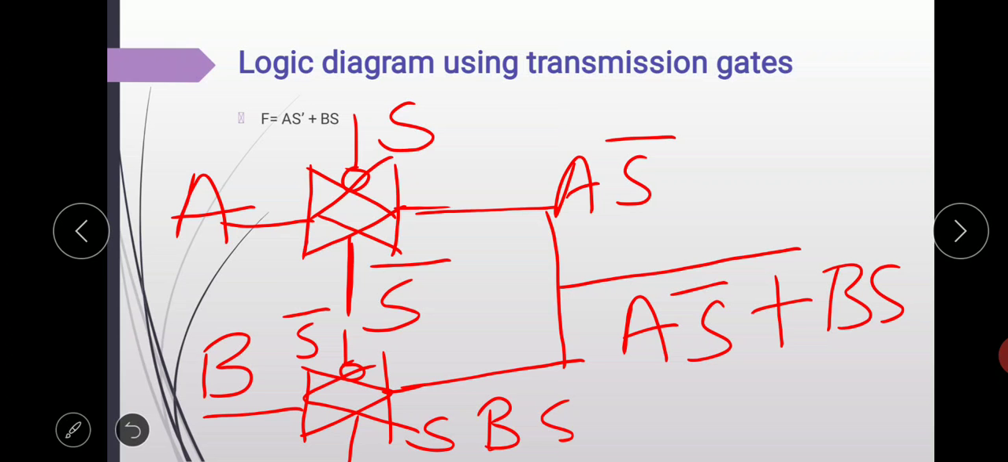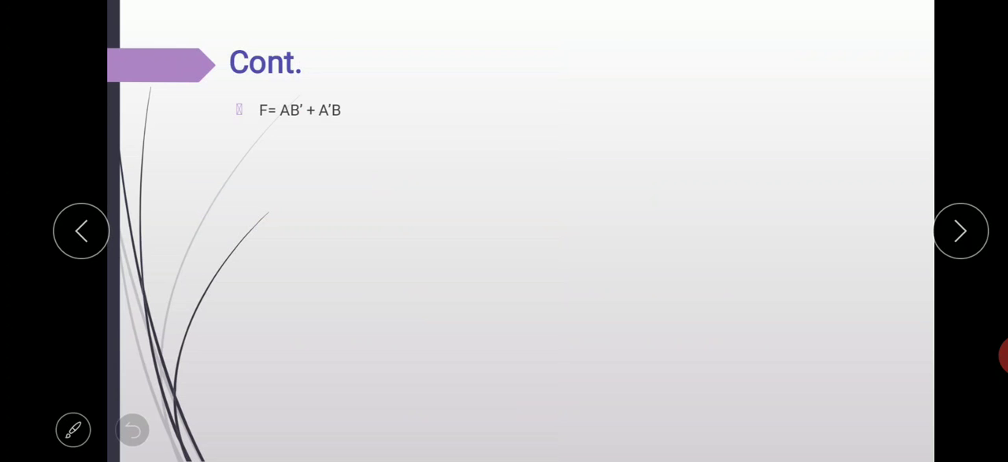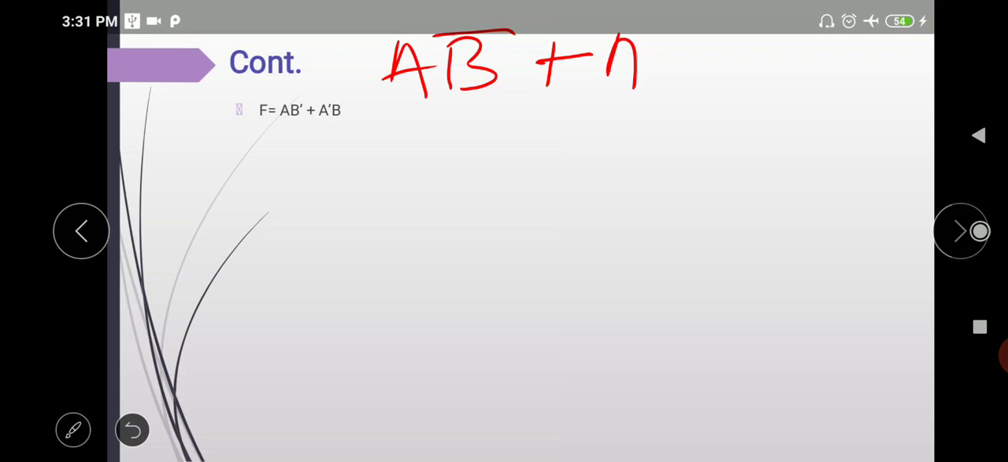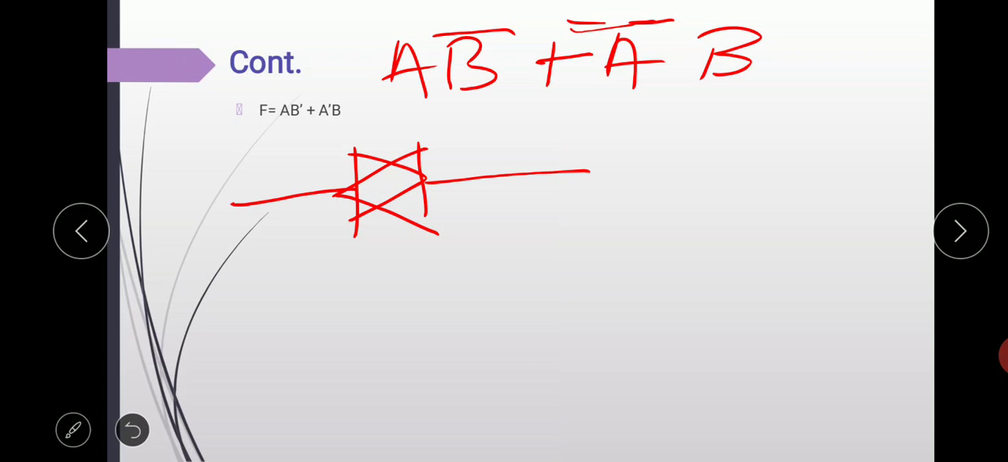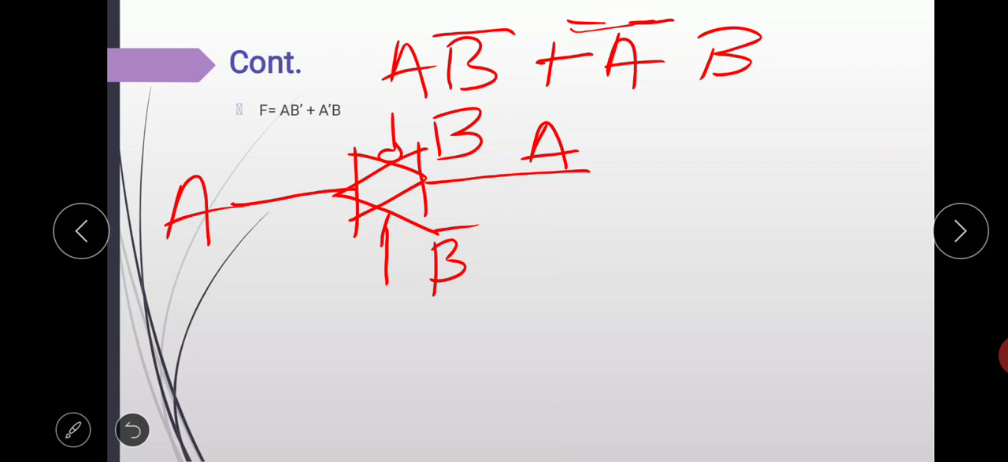Let's do another example. This one, A B complement plus A complement B. Same thing, first draw the symbol, that is A is given here and B bar is given here. So here it is given B. So at the output we get A B bar.